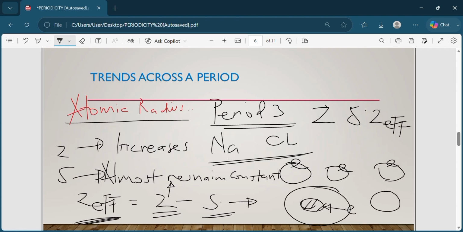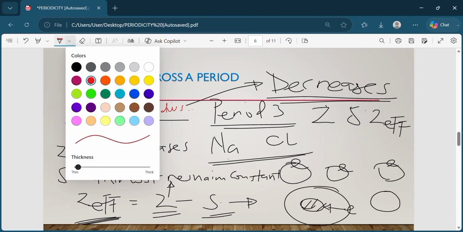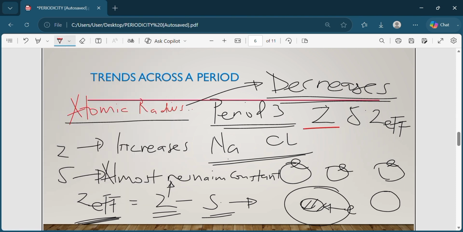So across a period, our atomic radius decreases. Atomic radius decreases across a period. As simple as it is. Based on what? Based on the few simple attributes that we have been looking at: our nuclear charge, screening effect and effective nuclear charge.